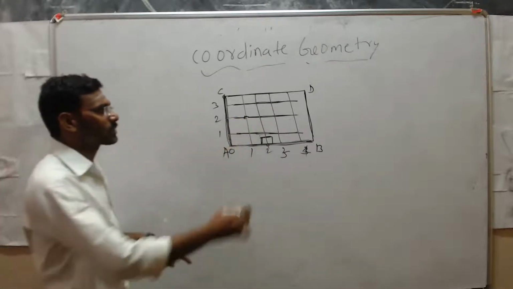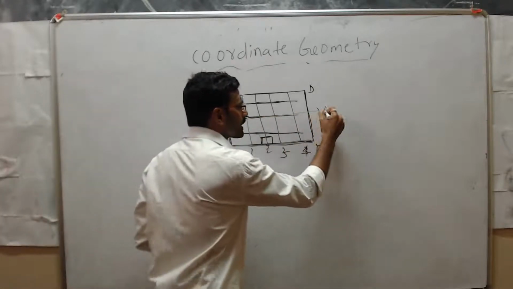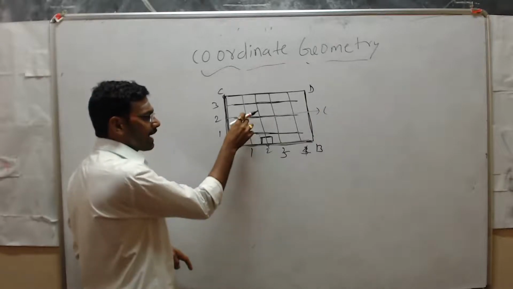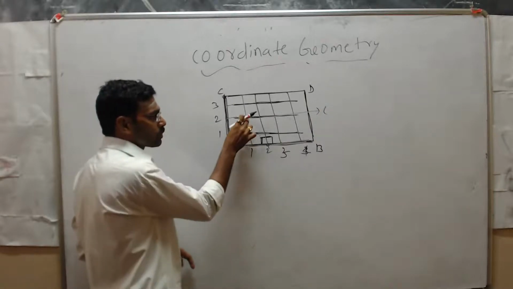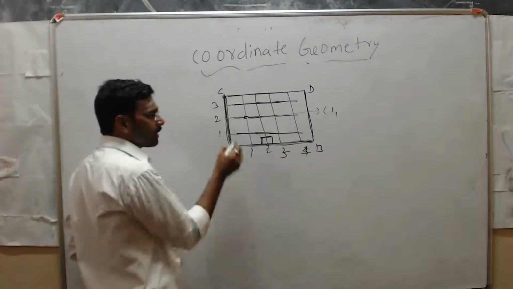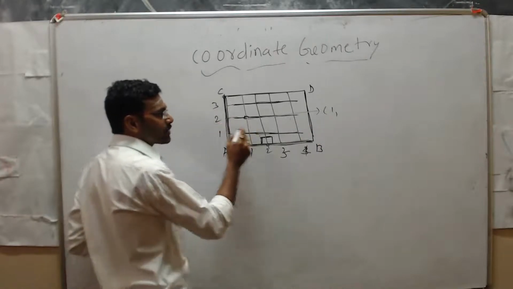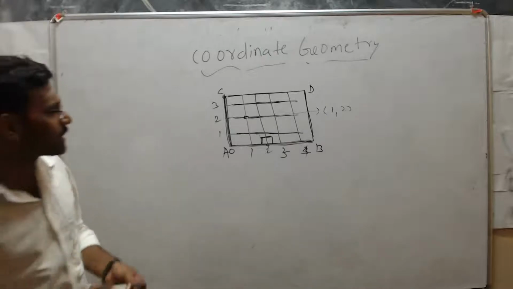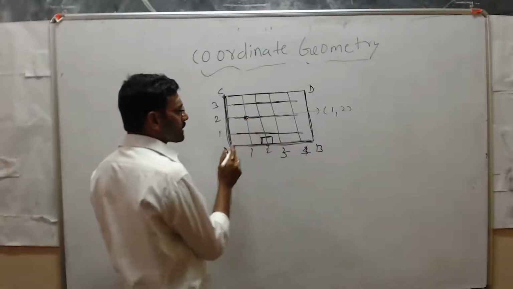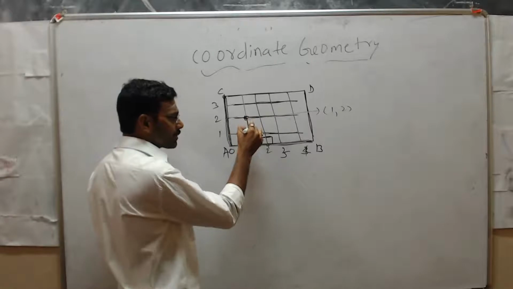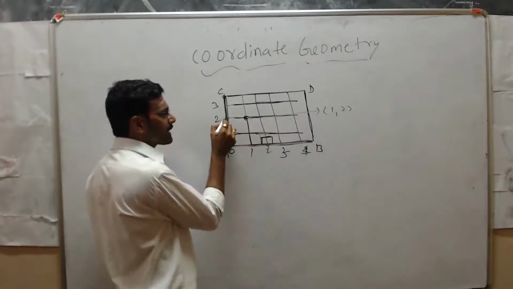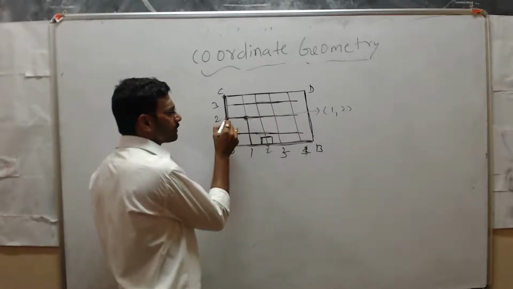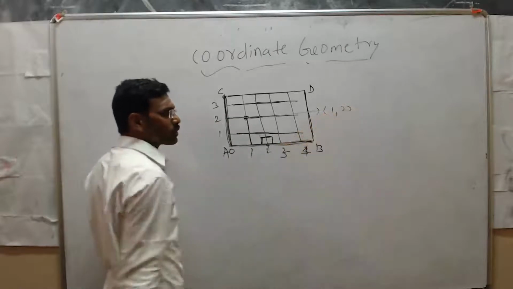What is the position of the student? Here, according to the x-axis, the student position is 1. According to the y-axis, the student position is 2.